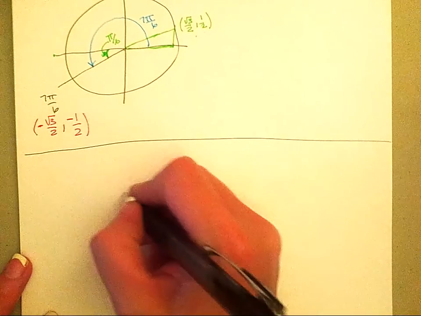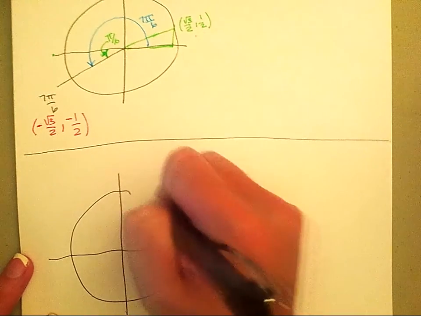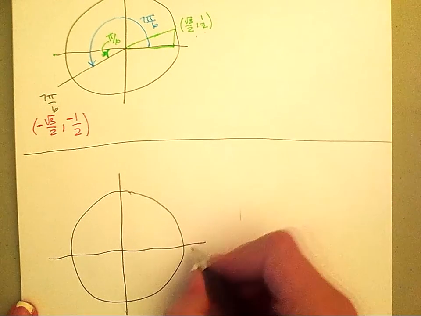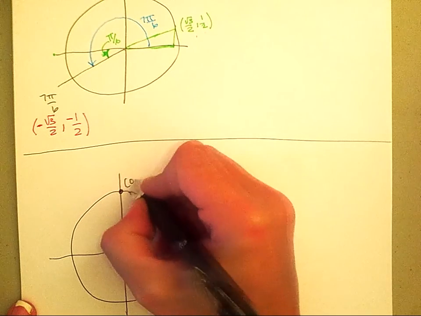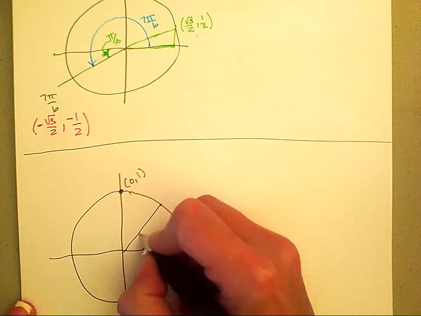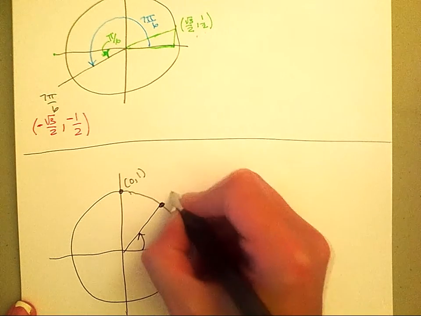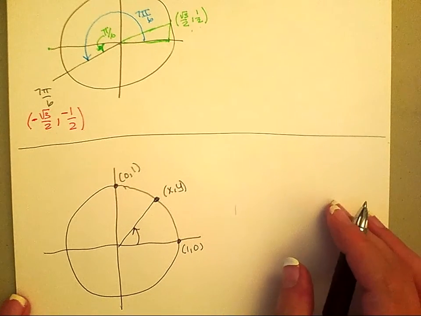Alright, let's talk about the other best friend that you will have in this course. Okay, so here's our unit circle. I know it's a unit circle because here's (1, 0), (0, 1). We have any given angle inside of here. We'll cut off a point x and y.